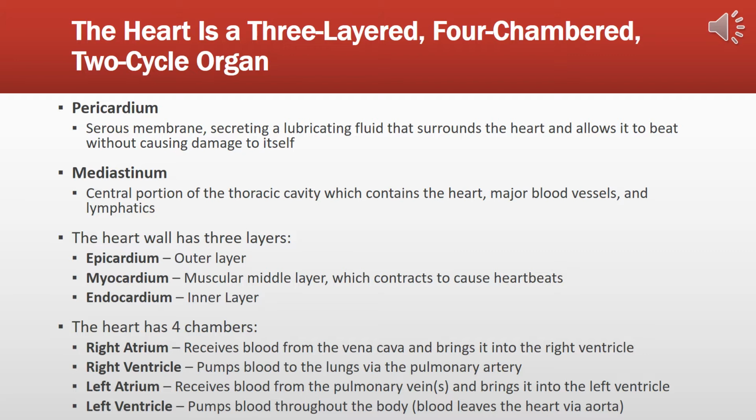The heart has 3 layers. There's the epicardium, or outer layer, the myocardium, or middle layer, which is a muscular layer, and this is what contracts and causes heartbeats. And then finally there's the endocardium, or inner layer inside the heart. The heart also has 4 chambers.